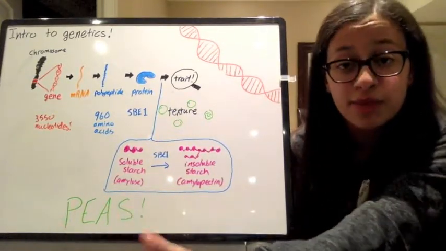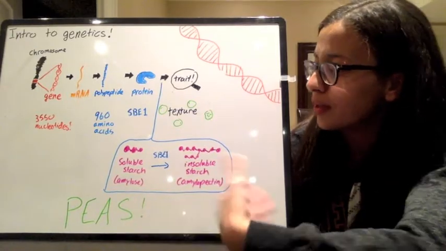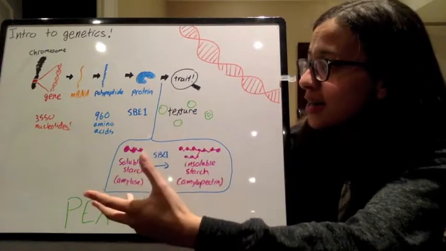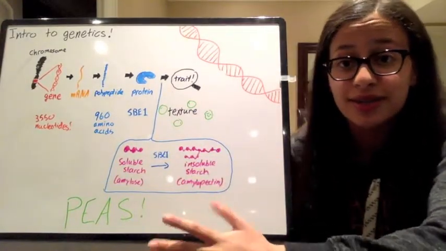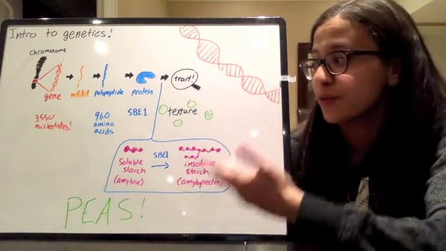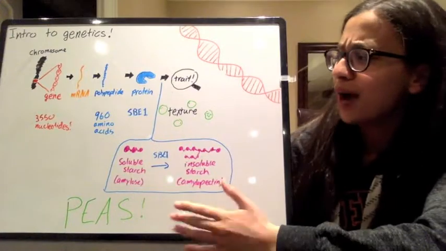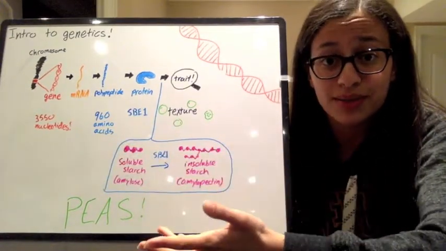So this is an enzyme, which means it's going to catalyze a reaction within a living organism, and what it does is eventually give us our visible trait, and in this case it's texture. So for peas, that could be either smooth or wrinkled. So how does this protein result in this trait that we can see?